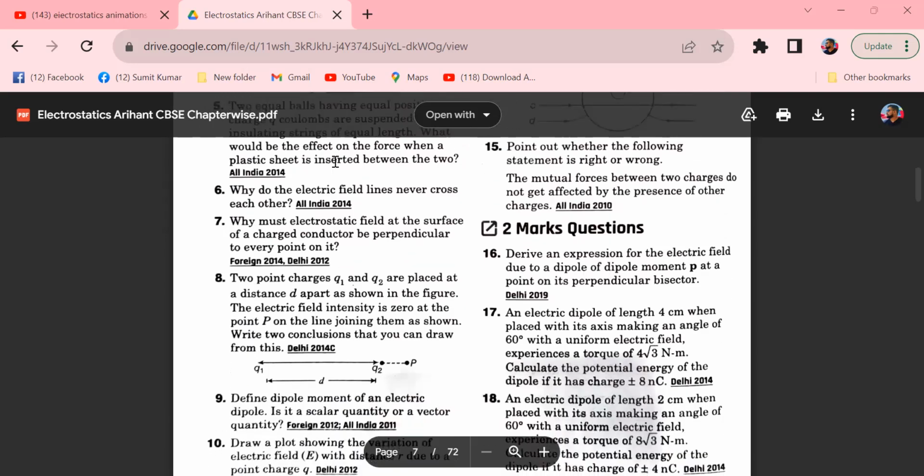Why must the electrostatic field at the surface of a conductor be perpendicular at every point? If it is not perpendicular, then a component of the electric field will be along the surface, which will apply a force on the free electrons present on the surface of the conductor. Hence, the electrons will start moving. Thus, the condition for electrostatics will get violated. Did you understand? Everyone, yes?